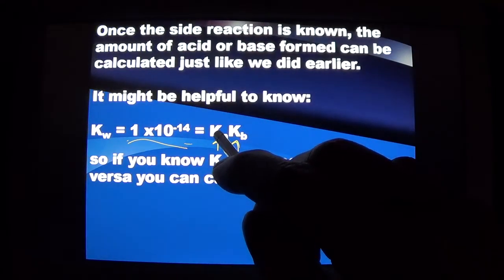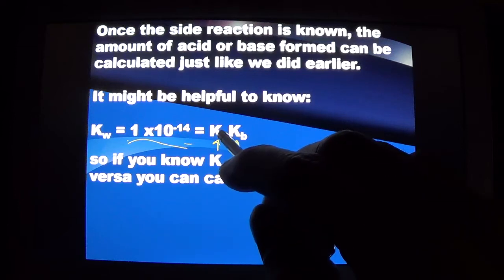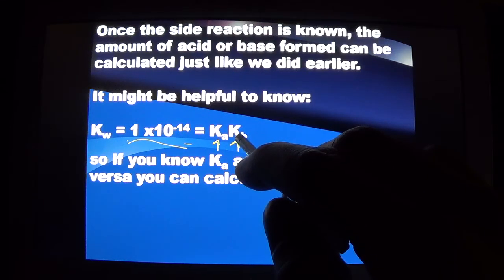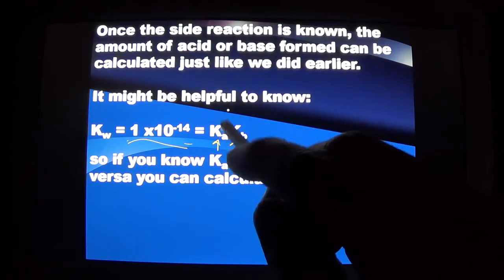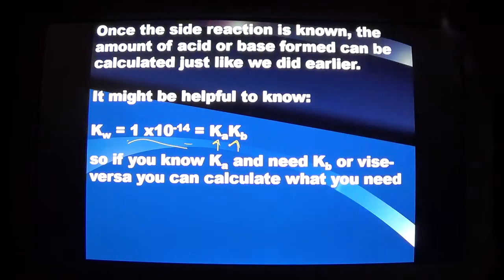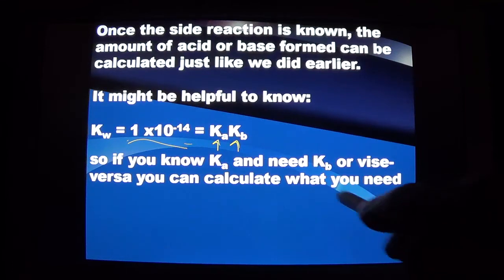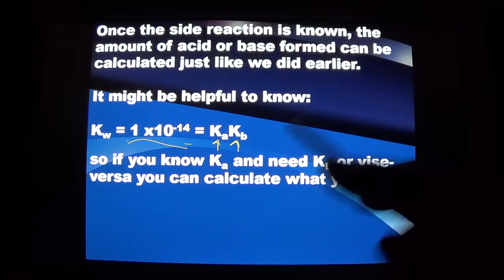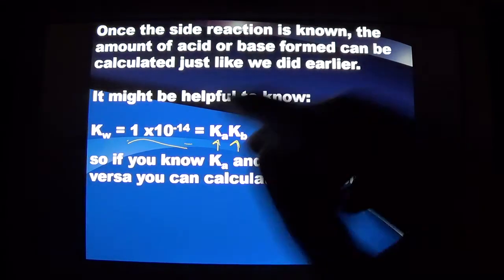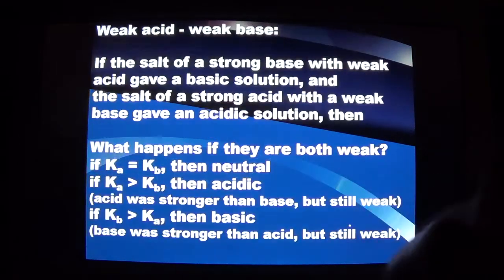If I know the Ka, I take our Kw number and divide by Ka, and I get Kb. If I know Kb and I want Ka, I would take that number and divide by Kb. So it's really easy to switch from a Ka to a Kb. So even if I'm like, hey, I only know Ka for this reaction, but I need Kb, well, I can calculate that, no problem.